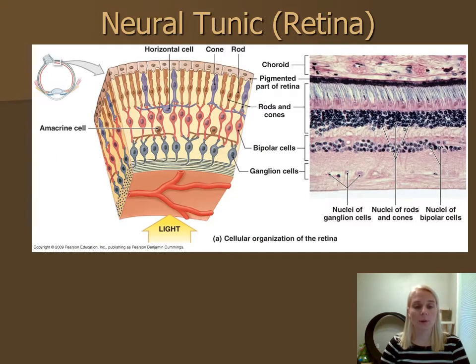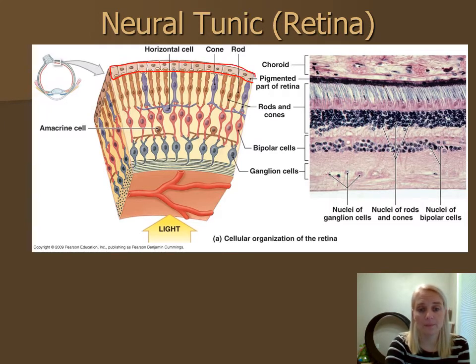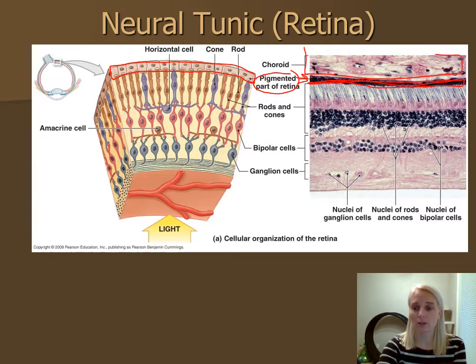Okay, so now we're going to take a closer look at the neural tunic, the retina and the pigmented epithelium. So here is the pigmented epithelium. It looks like simple cuboidal epithelium, and it just has a high concentration of melanin, the dark color that gives skin its color. And so that is what we can see here. You'll see this same slide in lab. So it is this blackish layer here. And then outside of it, here's the vascular part of the vascular tunic, the choroid.